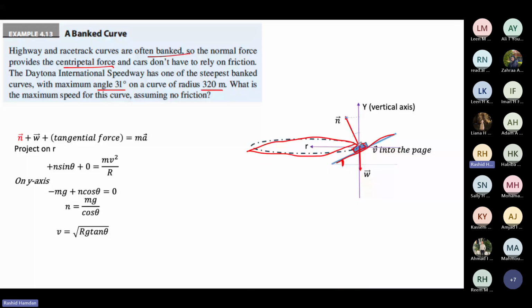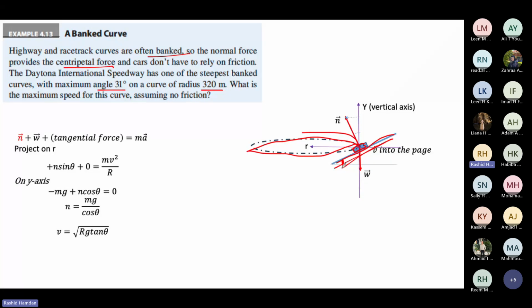So we have the turn going inward, and we have the angle that is sideways, that I'm flipping the road with. So here we're working with 3 dimensions. What is the maximum speed for this curve assuming no friction?